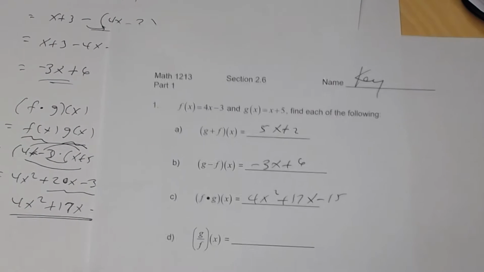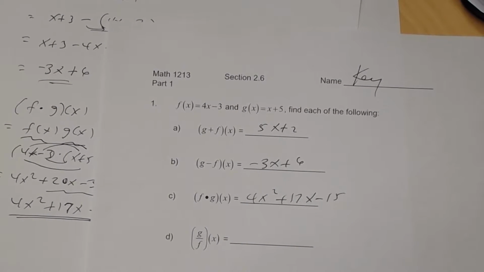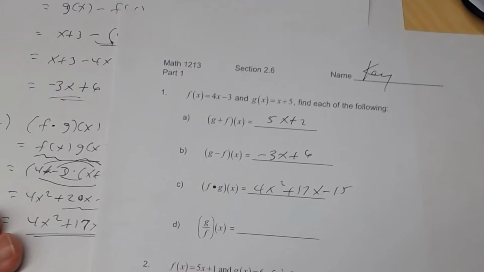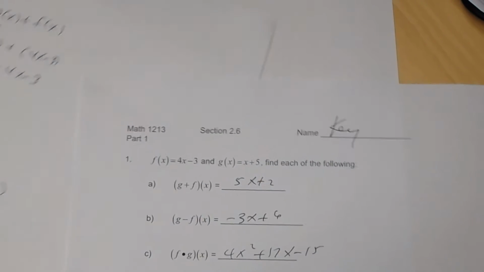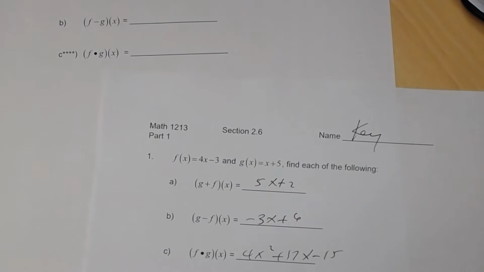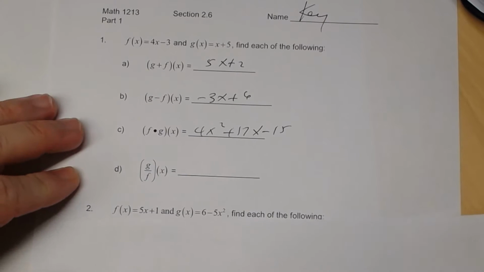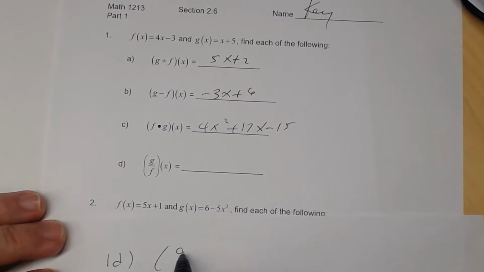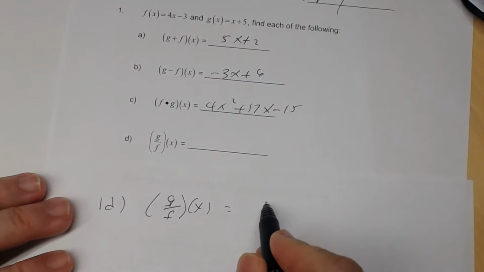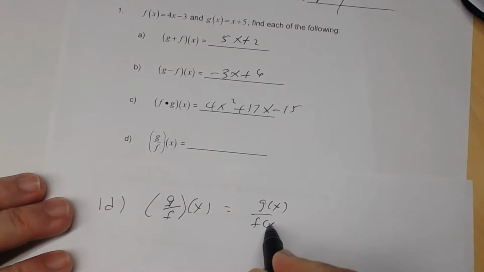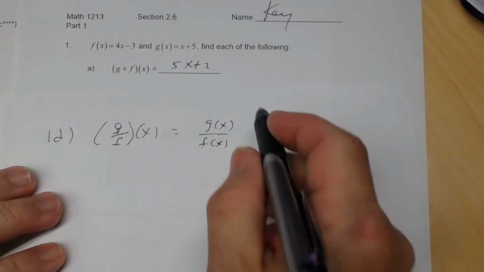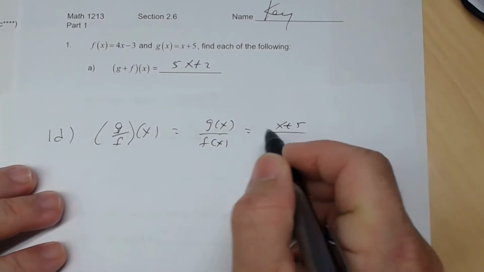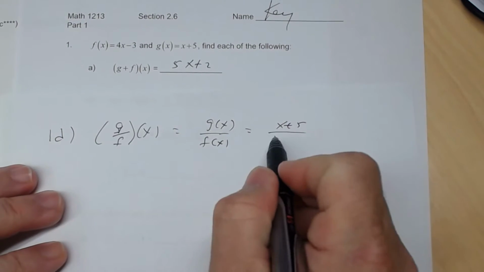Okay. Now in letter D, you have g divided by f at x. All right, so let me go ahead and write this on here. So 1D, you have g divided by f at x. Okay, use the definition. By definition, that is g of x divided by f of x. All right, now g of x, remember, is this up here. So that's x plus 5. And f of x is 4x minus 3.